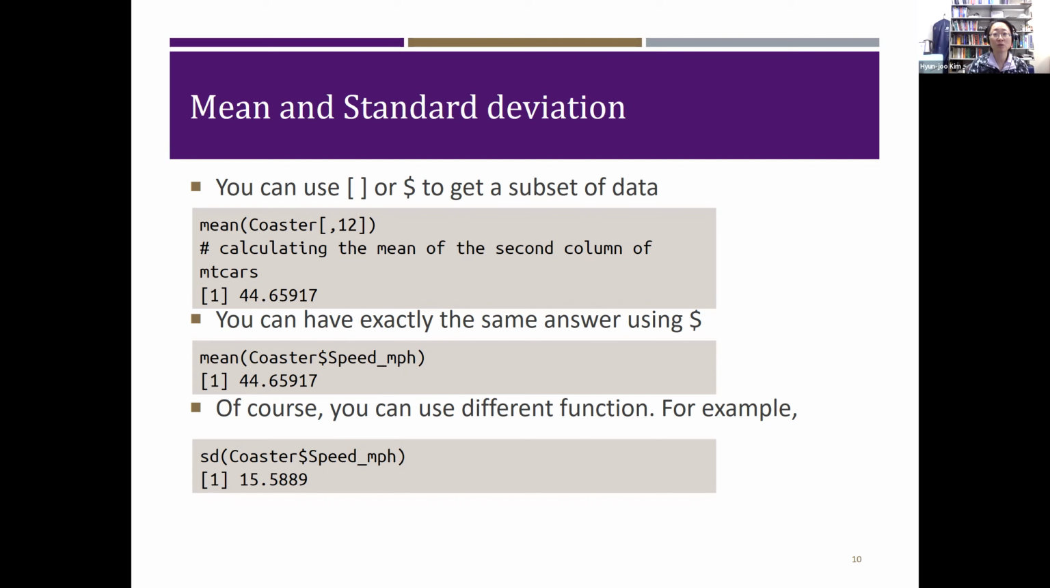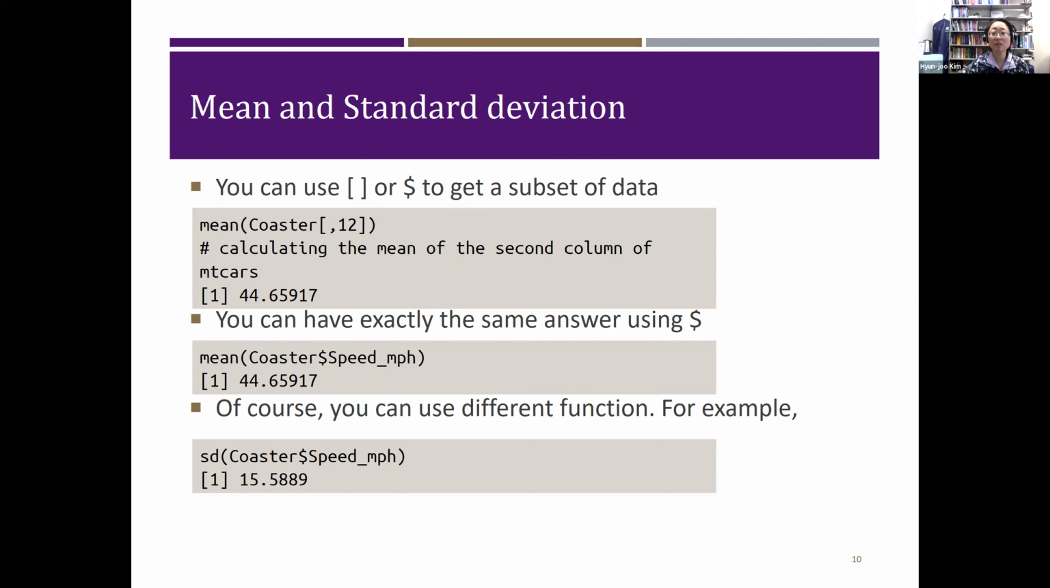First, we start with some numeric descriptive statistics such as mean and standard deviation. Suppose we are interested in calculating the average speed from the roller coaster data. We can use the mean command to calculate the average.